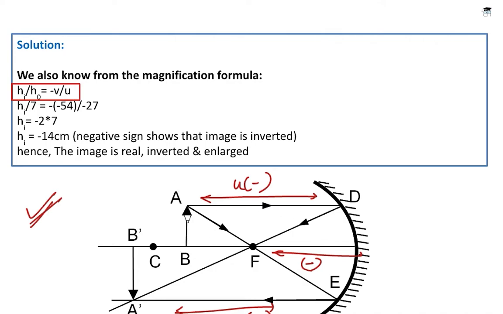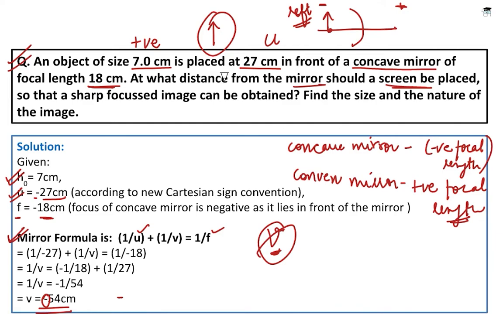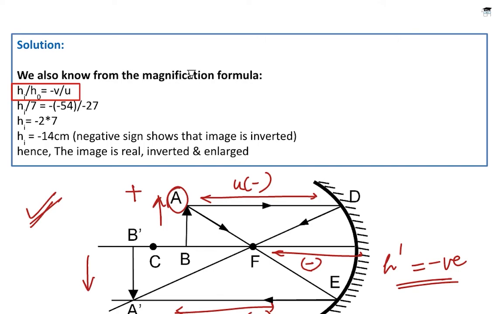Height is going to be positive, because height in this direction, the upward direction, is positive. Now h dash will come out to be negative. Why will h dash come out to be negative? Because height in the downward direction is negative. We need to find the size and the nature of the image as well. So if we want to know the height of the image, we can use this formula, hi upon h naught is equal to v by u, because we know u, we also know v, we know h naught. We will substitute all the values and we can find the value of hi.